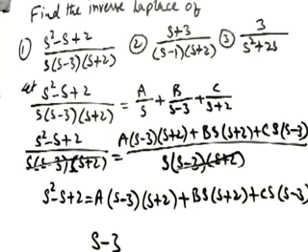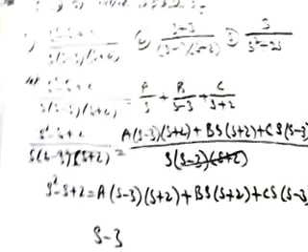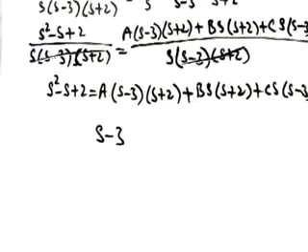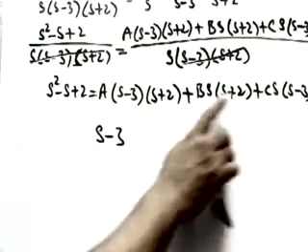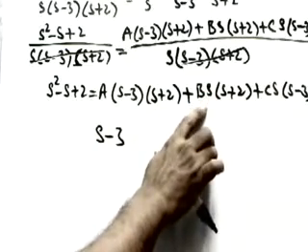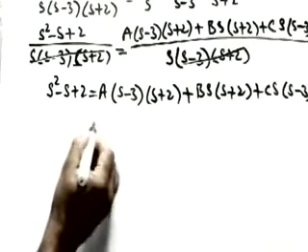Suppose you want to make s minus 3 equal to 0. So what should you keep the value of s? 3. If you keep 3, then s minus 3 will become 0. So this whole term becomes 0, and we'll get the value of b.